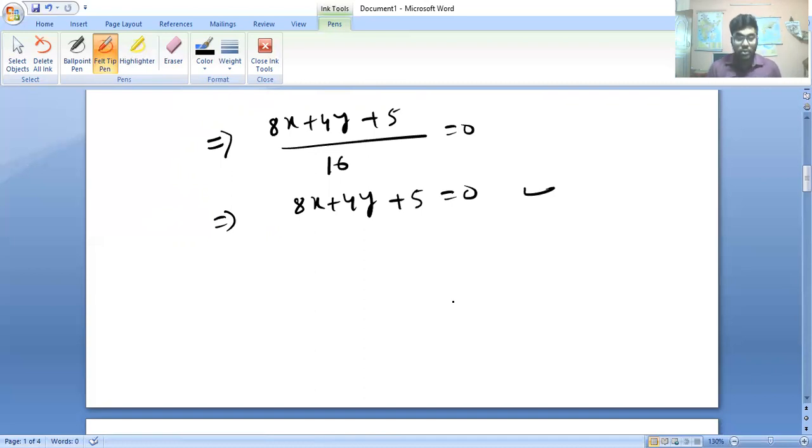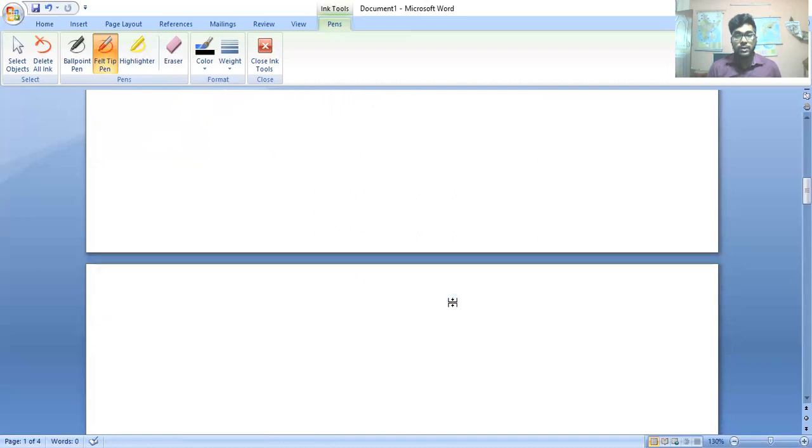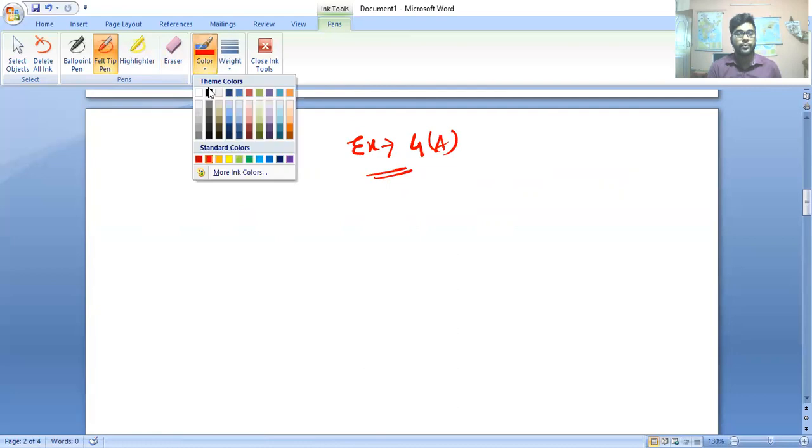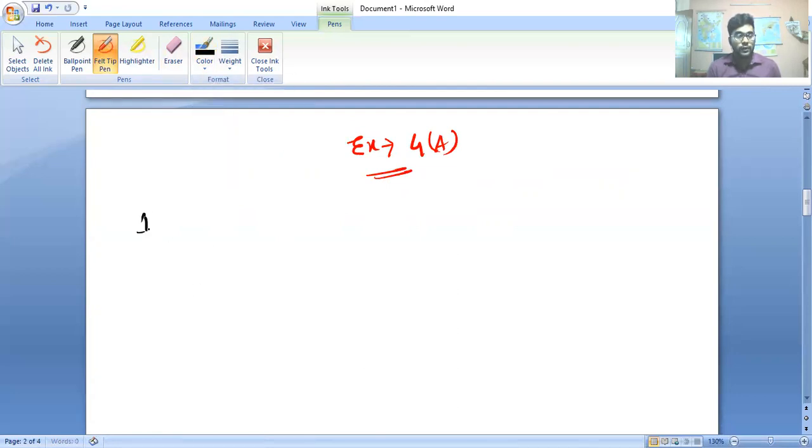So let us therefore start our exercise. What is the first question? The first question says we have to represent it in the form ax plus by plus c, and we have to indicate what a, b, and c are.